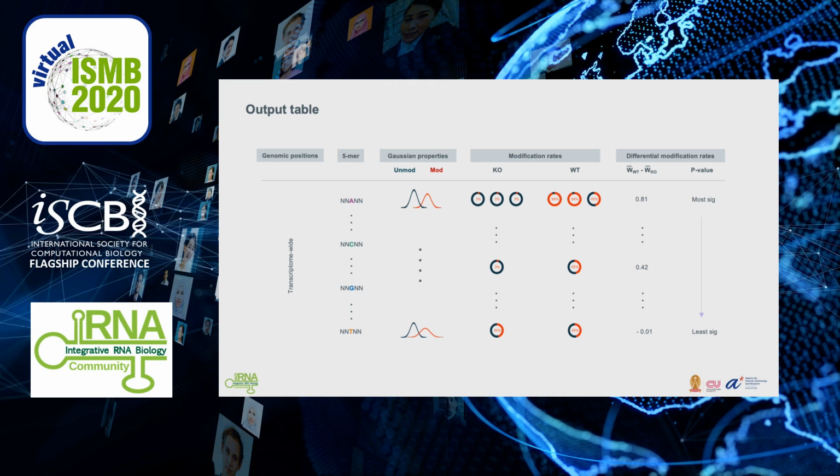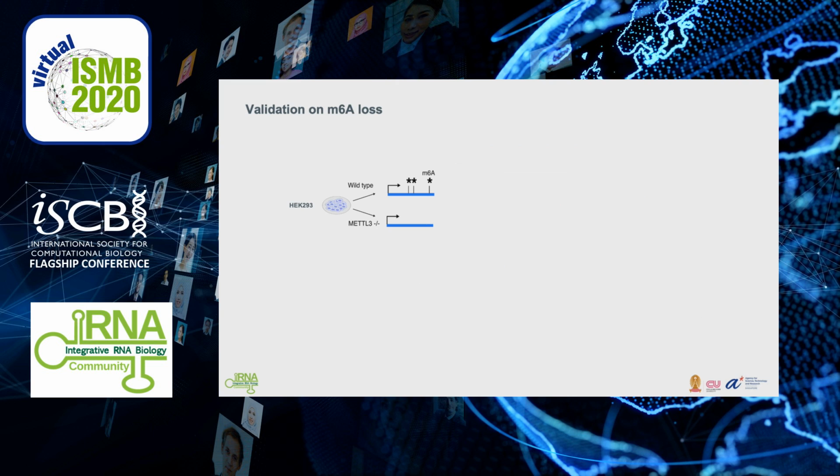In the next slides, I'll show you how accurate the model is for the ranking. We investigated a loss of M6A phenotype for the model evaluation. We first generated wild-type HEK293T cells before and after the knockout of the main M6A writer, METTL3. And then sequenced both samples using Oxford Nanopore and applied Explore to predict M6A sites.